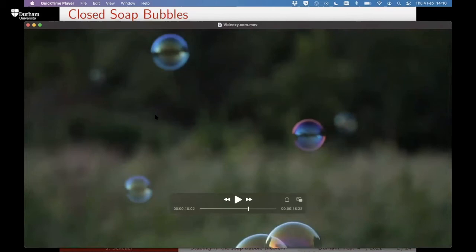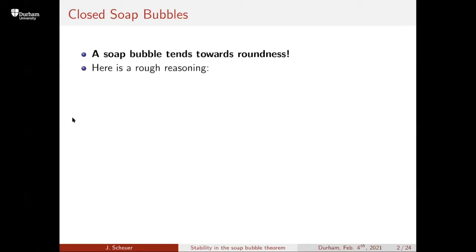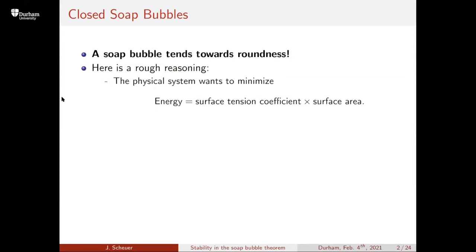The reason, very roughly in a physical model, is that the physical system wants to minimize its total energy, which in the simplest model you can imagine is given by the surface tension coefficient times surface area, where the surface tension coefficient is basically a constant of the model. It's determined by the environment where the experiment is located. So all you have to do is minimize the surface area.